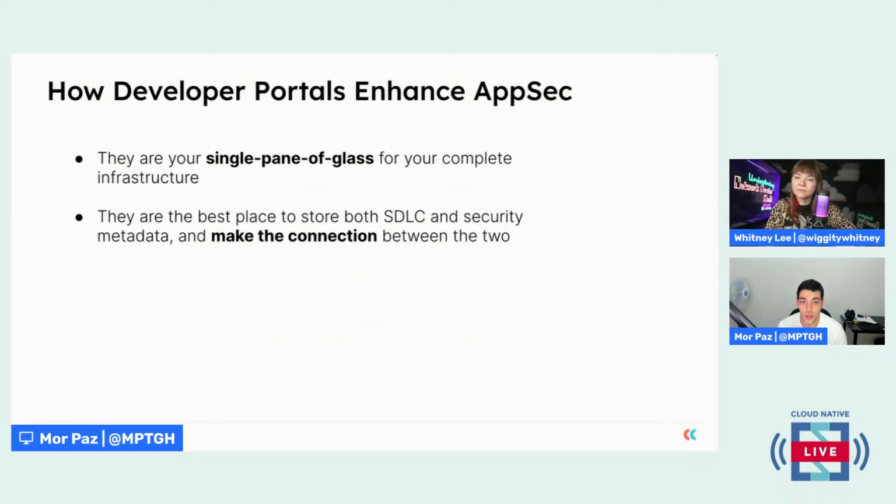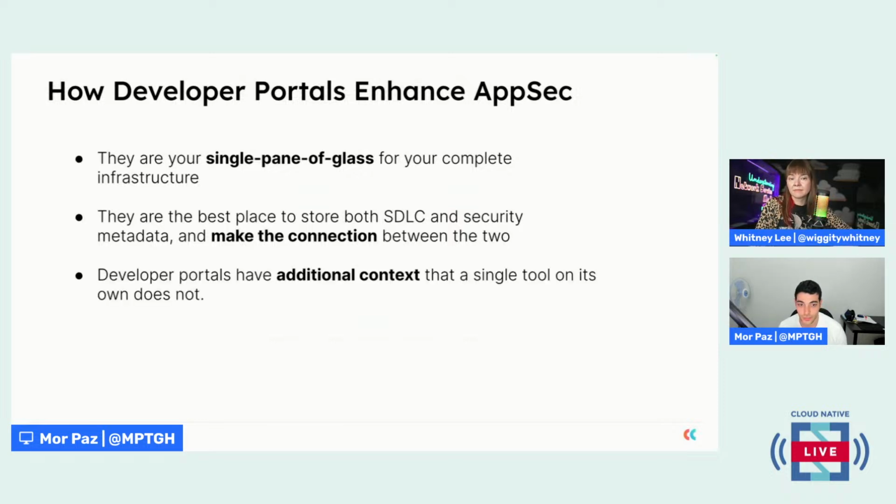Now, what that gives us is it places developer portals in the best place to store both software development lifecycle information and security metadata, and actually make the connection between the two. So if you remember in the previous slide, we talked about how application security tools lack the context of, is this service actually experiencing a critical vulnerability that I need to take care of right now? And the application security tool doesn't have that information, but when we combine it with the additional information that we have inside the developer portal, all of a sudden we have an answer to that question, and we'll see that in the live demo.